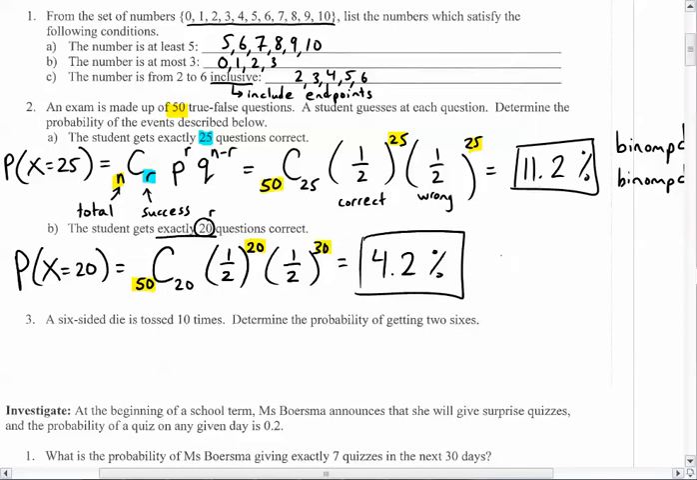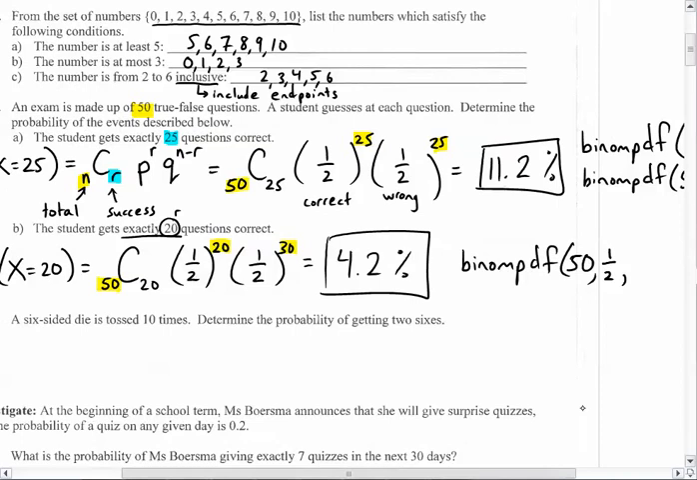And again, we could also do this with the binomial. Binomial PDF, the total number of questions is 50. The chance of getting it right is half. And the total number that we want to get right is 20.